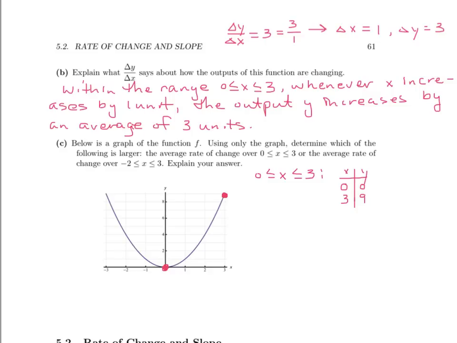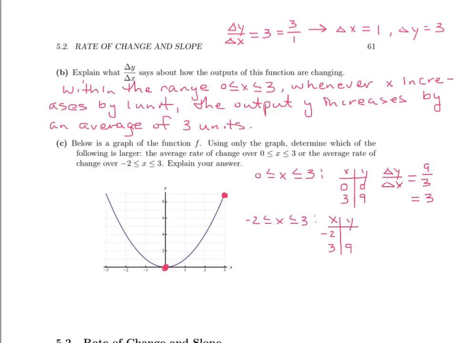So the average rate of change, delta y over delta x, is the change in y, which we calculated to be 9, divided by the change in x, which we found to be 3, and of course there was our answer of 3. Now let's go and look at the other range, from -2 to 3. Again, let's make a table of values to start us off. Our starting value is -2 and our ending value is 3. We know that when the input is 3, the output is 9.